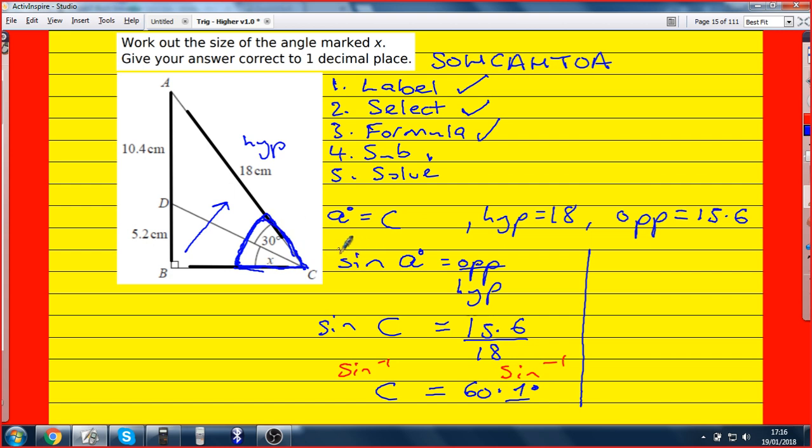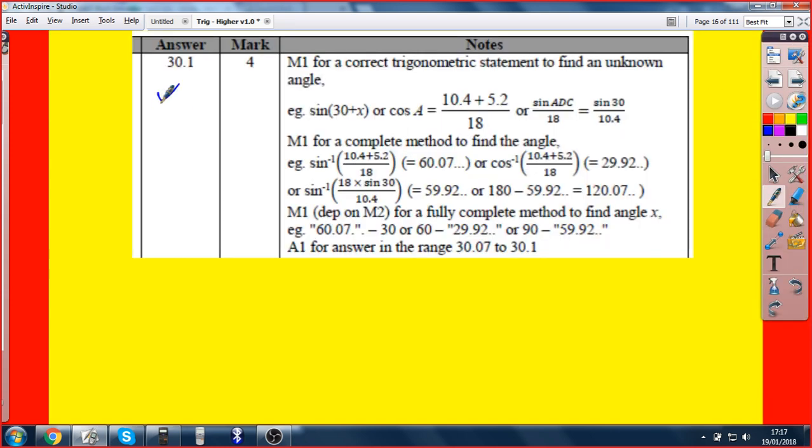So the angle C is both of these angles put together, 30 plus x. So how do we get just x? You need to do 60.1 take away 30. That's it. And what is that? 30.1. So x equals 30.1 degrees. That's correct. That's 4 marks.